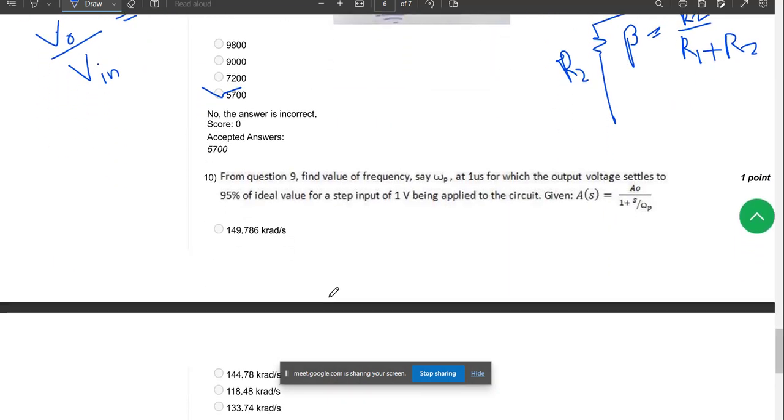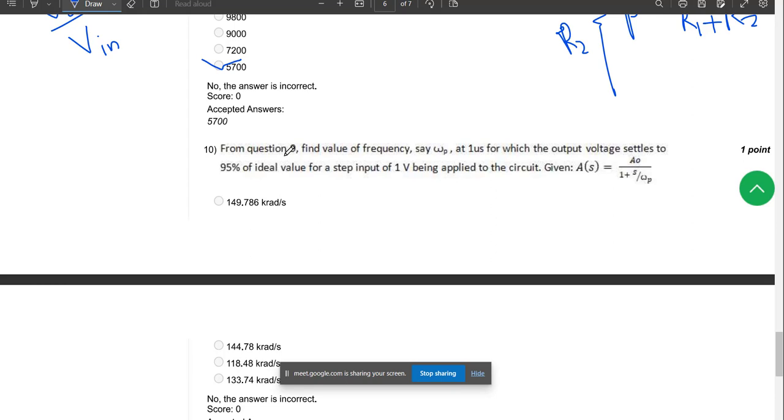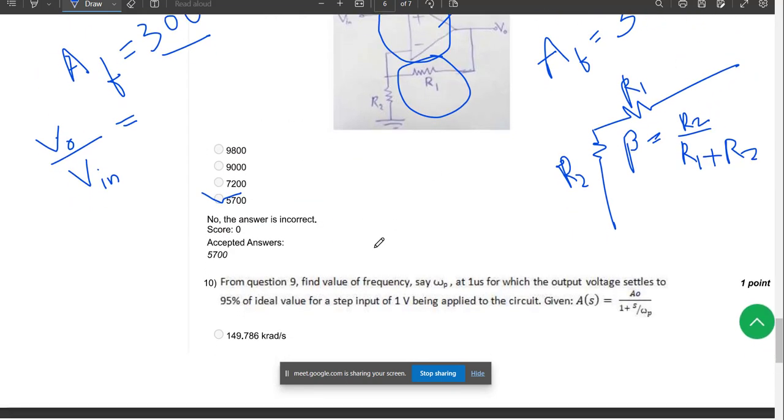So let's go ahead and try to solve question number 10. Question number 10 says, from question number 9, from this circuit, find the value of frequency, say omega p, at 1 microsecond, for which the output voltage settles to 95% of the ideal value of a step input, step 1 volt, being applied to the circuit.